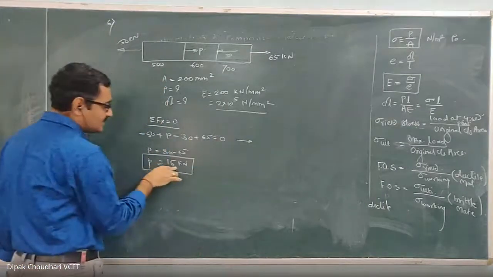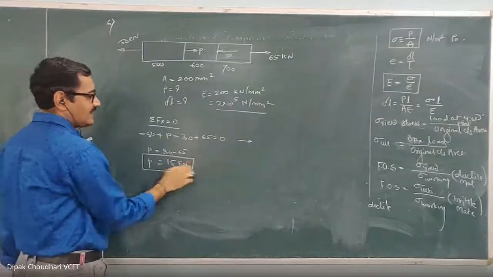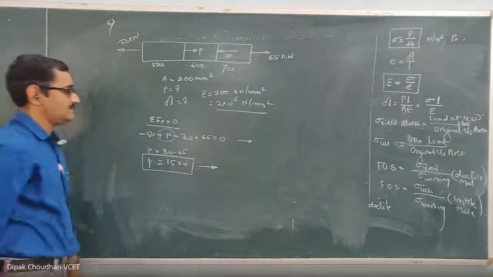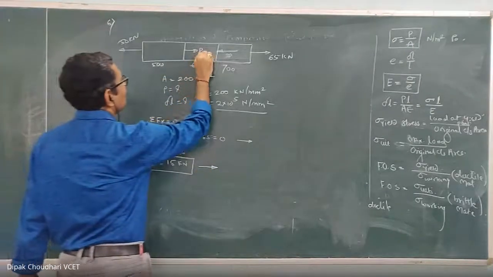This answer is positive doesn't mean that it is towards right. This answer is positive means this assumed direction of P is correct. So P is towards right. Here, this P equal to 15 kilonewton.